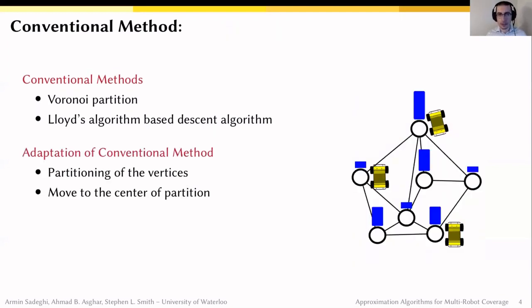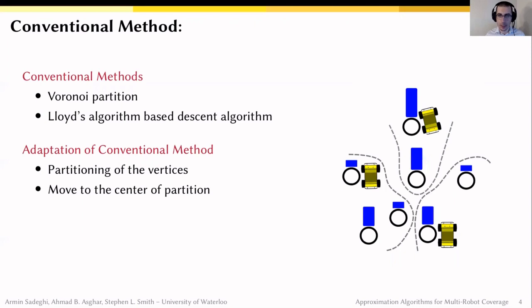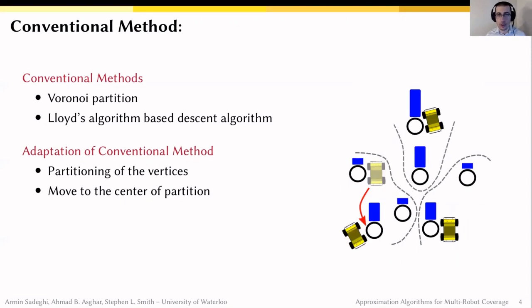The adaptation of the conventional method to discrete environments would be that we partition the graph into a set of subsets of vertices, and each subset will be assigned to the robot that is closest to that subset. Then each robot will move to a vertex in its own partition such that it minimizes the sensing cost of the vertices inside its own partition.